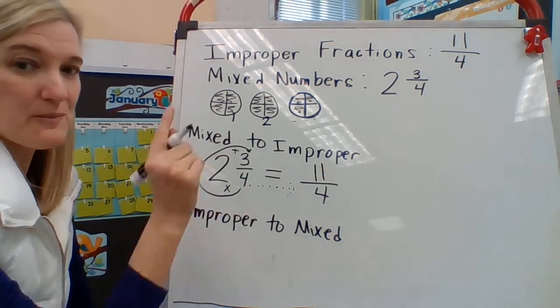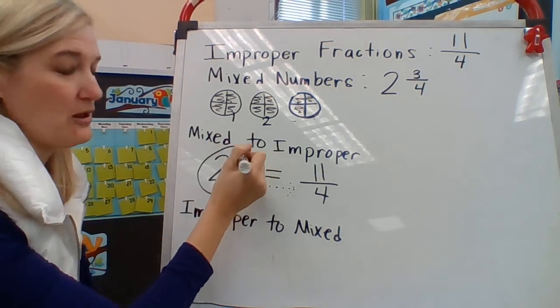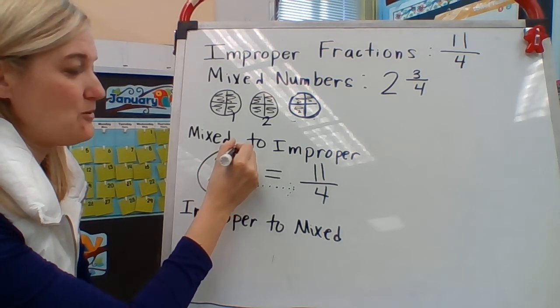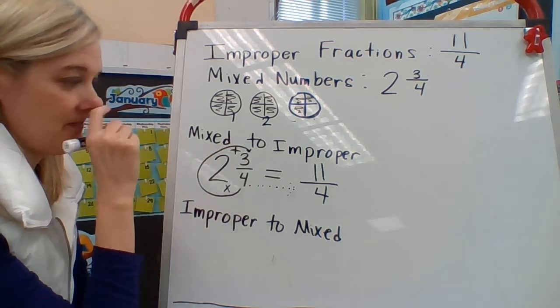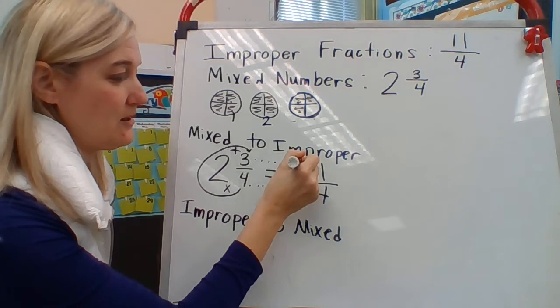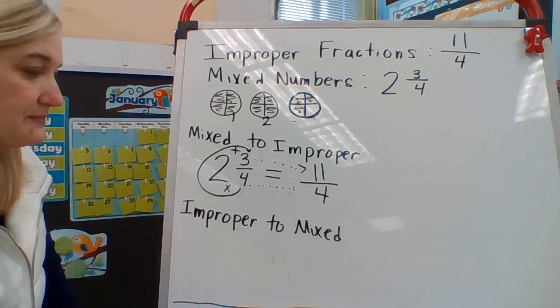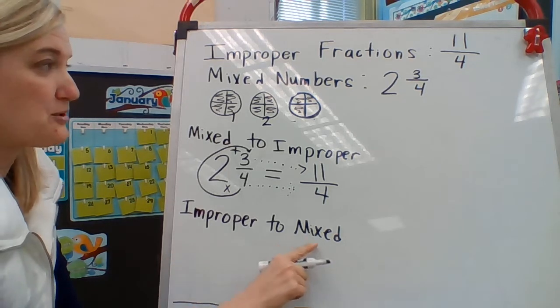So changing a mixed number to an improper fraction, draw a little loop around: you multiply the denominator by the whole number, and you add in the numerator. That number that you get comes over as the numerator. The denominator slides over.